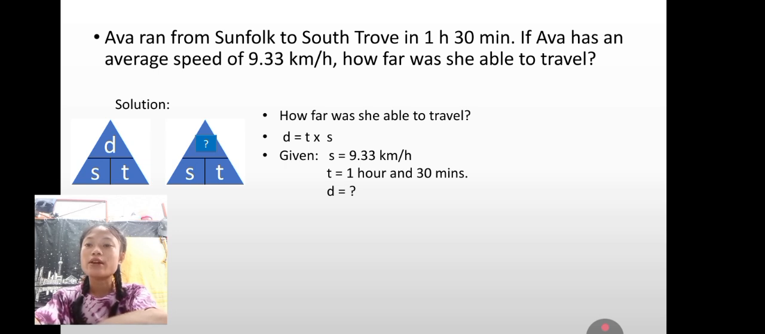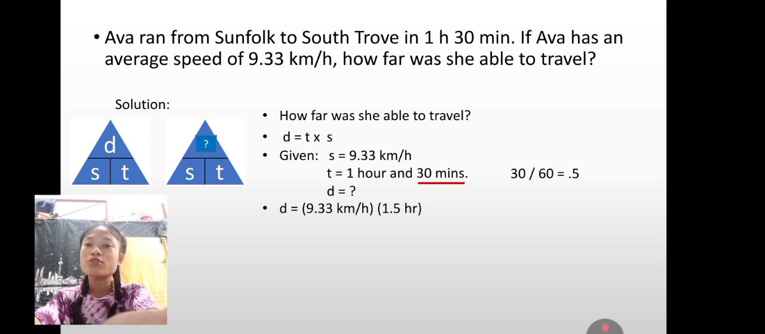So, write down the given. S is equals to 9.33 kilometers per hour. Time is 1 hour and 30 minutes. And the distance, mao na papangitaon na to. Nanapoy minutes, i-convert na pod nato siya sa hours. So, 30 divide 60 is equals to 0.5.